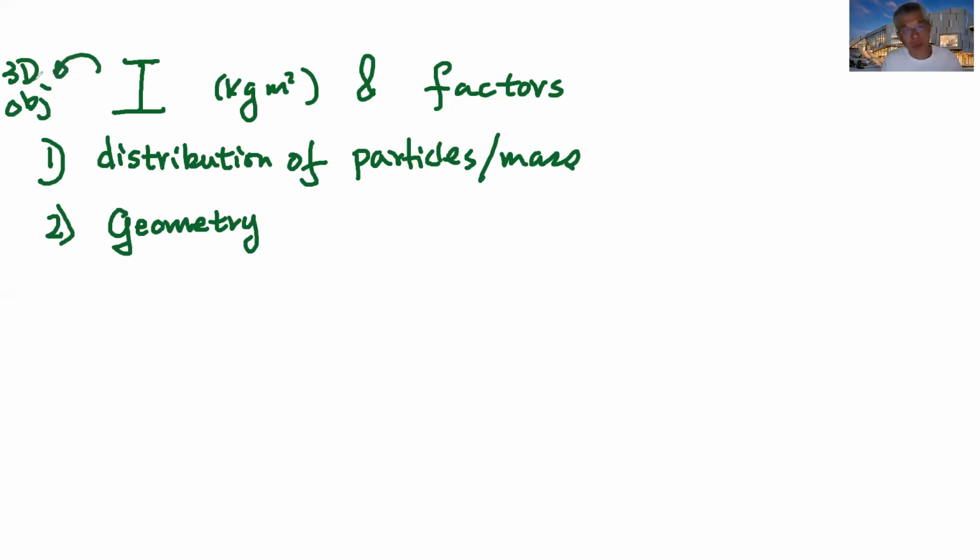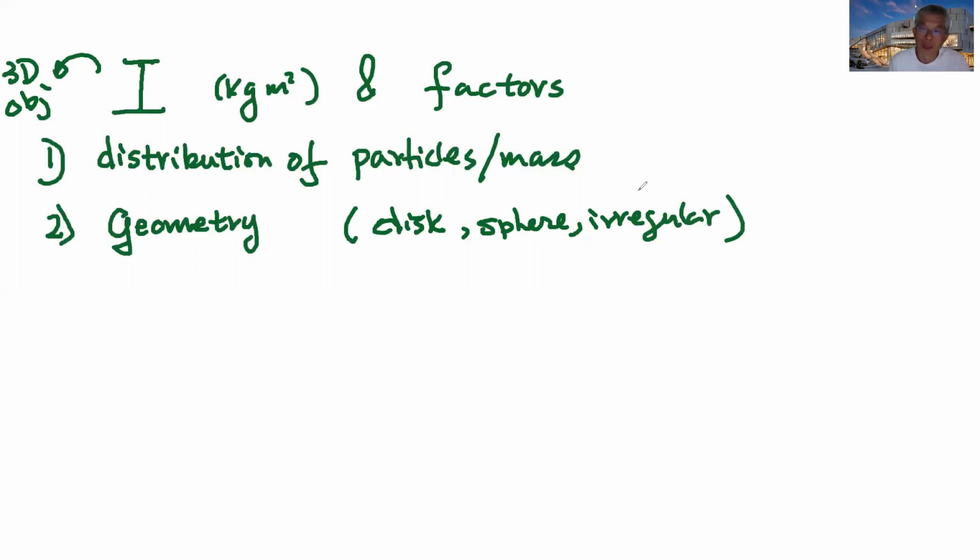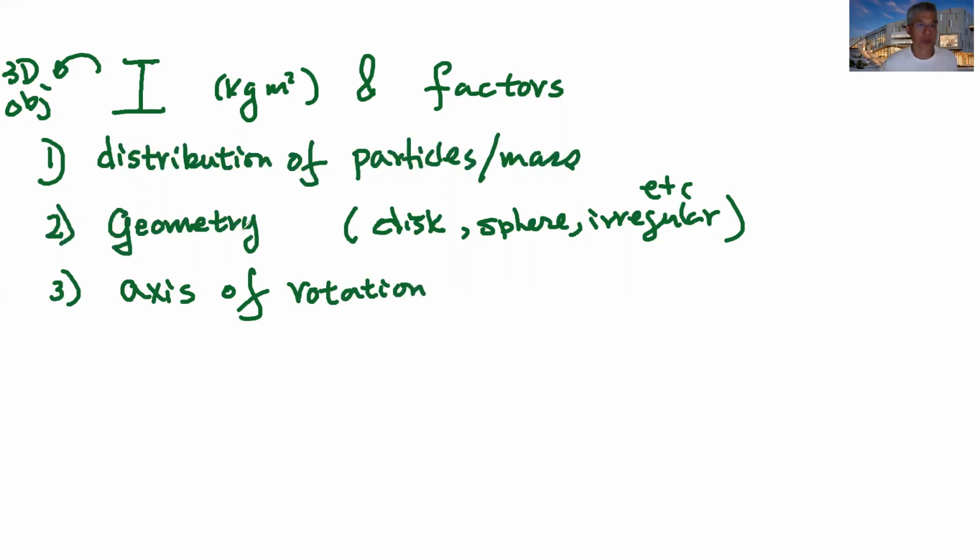For rotation, we're thinking about a 3D object now rather than a point mass. So geometry: is it a disk, a sphere, or an irregular shape, which will be really tough, and so on. And number three, which axis? Where is the axis of rotation? If you change the axis, your I will be different. So those three things all impact your moment of inertia.